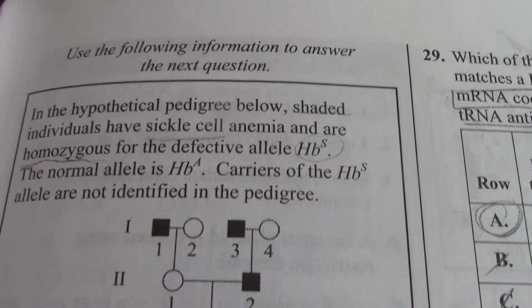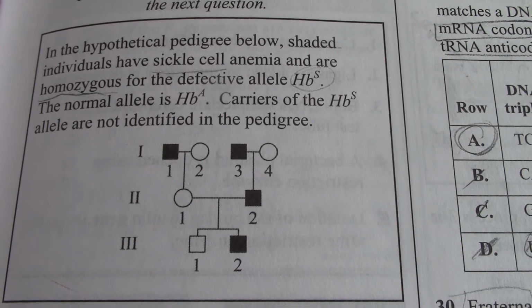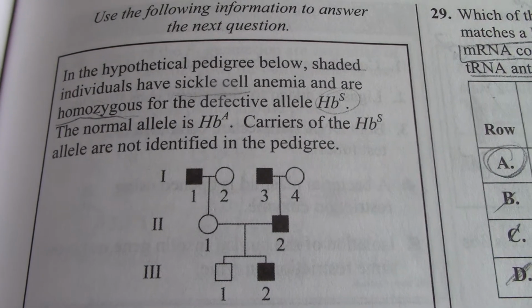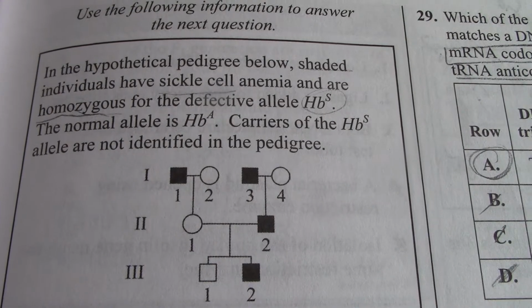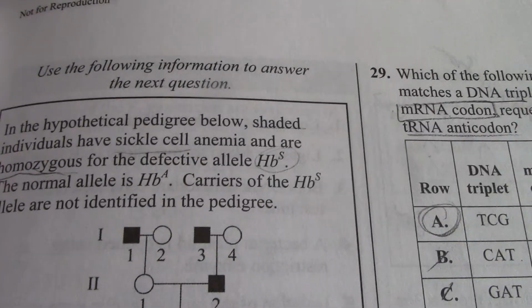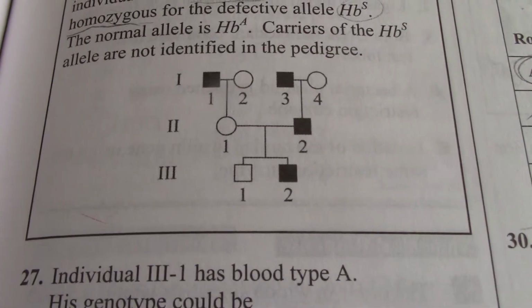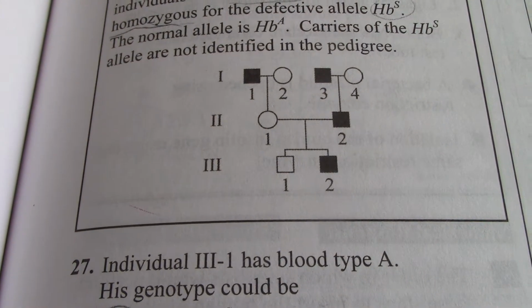Here's another one. Page 99. Question number 27. This says, in the hypothetical pedigree below, shaded individuals have sickle cell anemia and are homozygous for the defective HBS allele. So they're HBS. Carriers of the HBS allele are not identified in the pedigree. So this says individual 3-1 has blood type A. What could his genotype be?